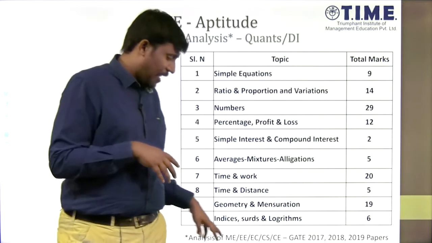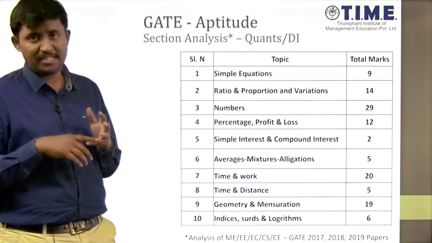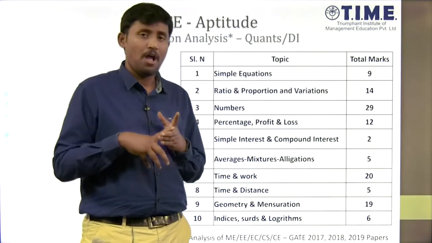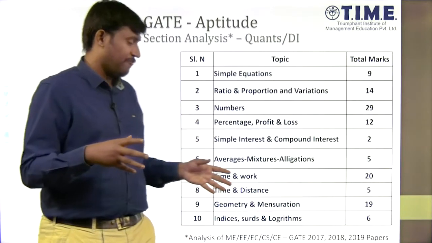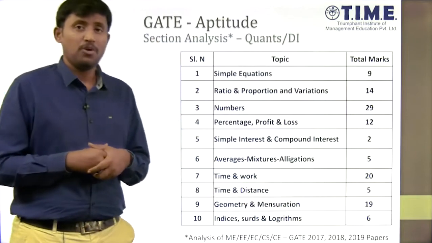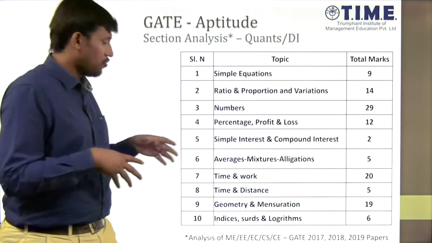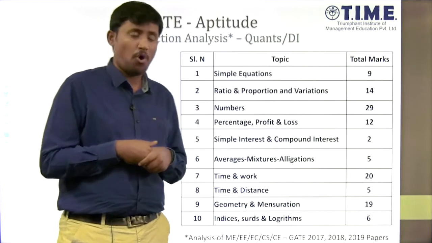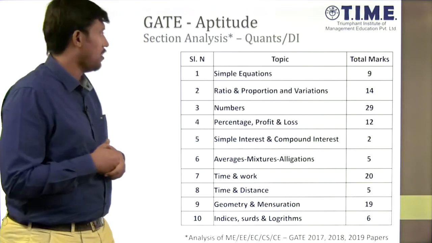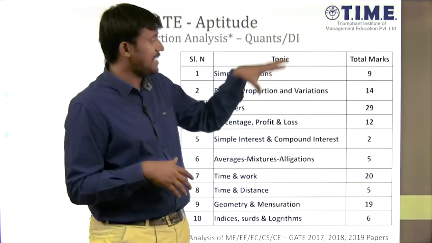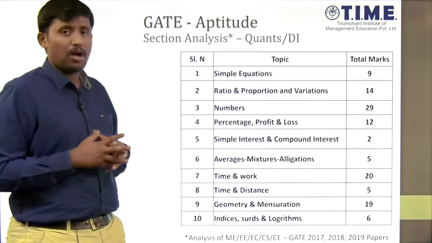Understand, this is an analysis of the topics in the last 3 years, GATE 17, GATE 18 and GATE 19, across all the sets. There are some years where, for example, in GATE 2019, we had 2 different civil papers, that is, civil set 1 and civil set 2. So we have tried to take into consideration all the sets across all the departments in the past 3 years, right? So when it comes to the quants and DI section, we could see these are the topics that have had a good amount of questions.